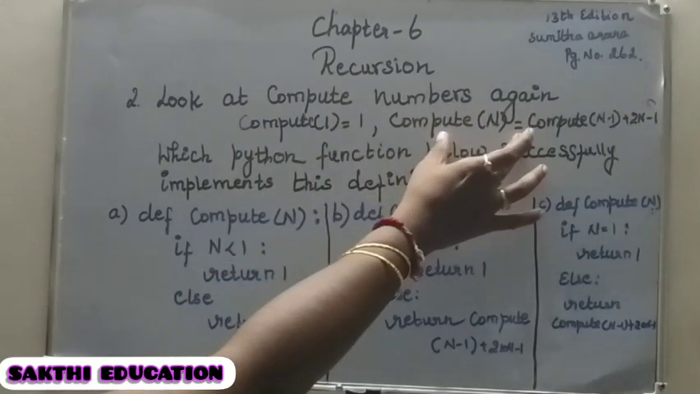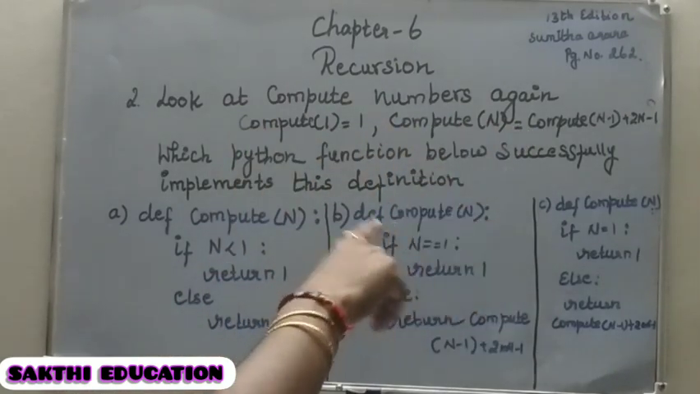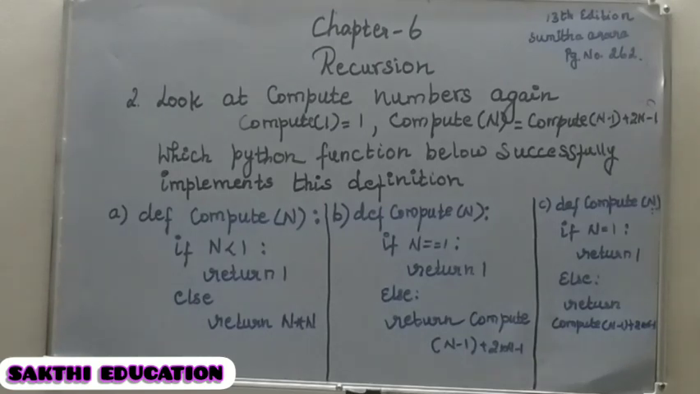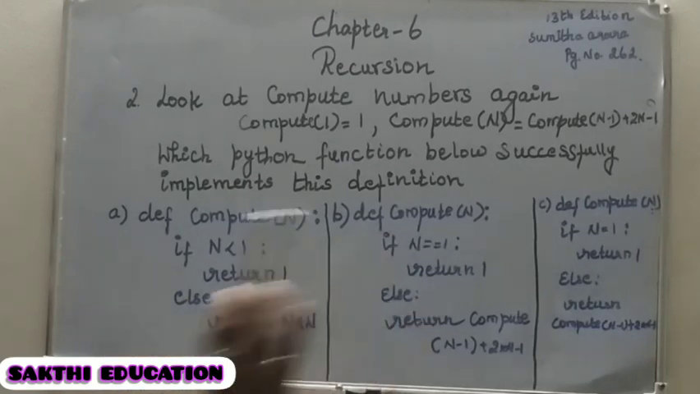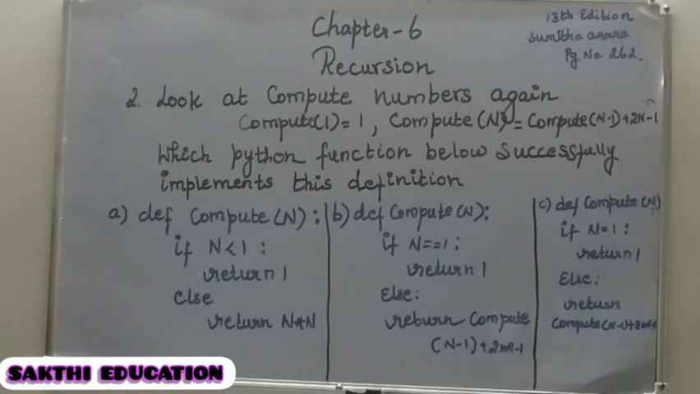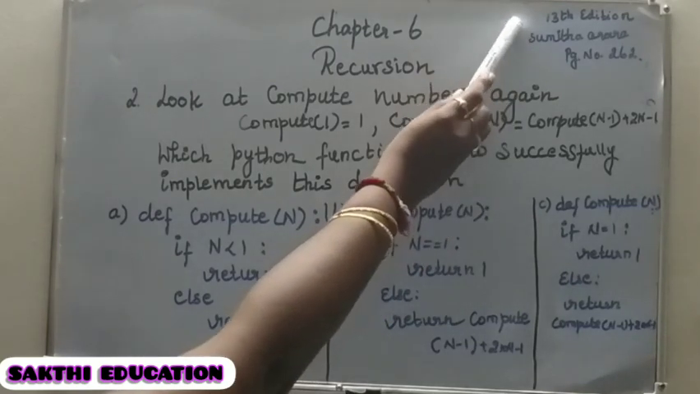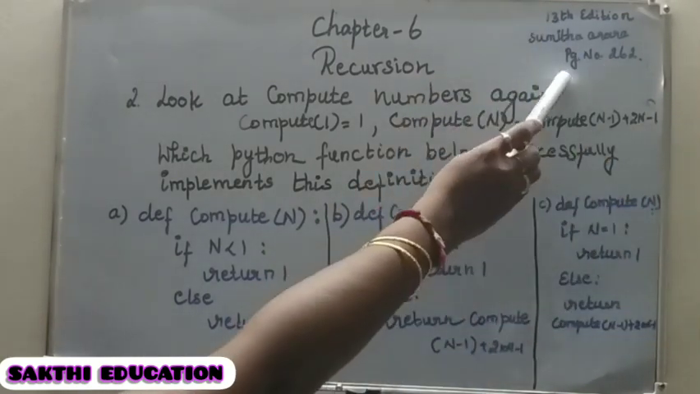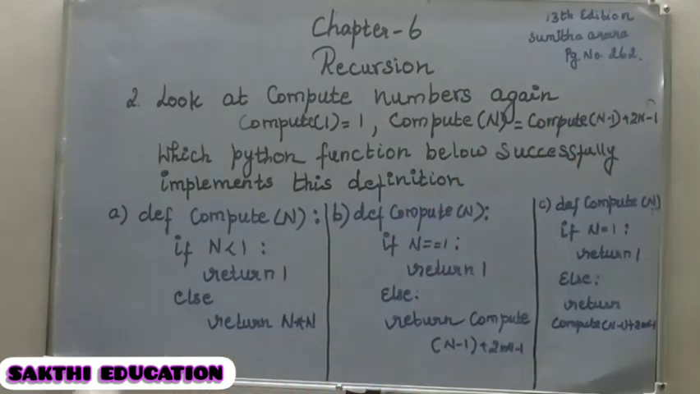This one is a recursive call. Again and again it calls the function definition. We know how to write the definition. Using the def keyword we can write the function definition. We have 4 options in your book, but I have written only 3 options. I don't have enough space here. So if you are using the 13th edition Sumita Arora book, then take page number 262. They have given the 4 options. That 4th option is also wrong. That's why I didn't write it on this board.